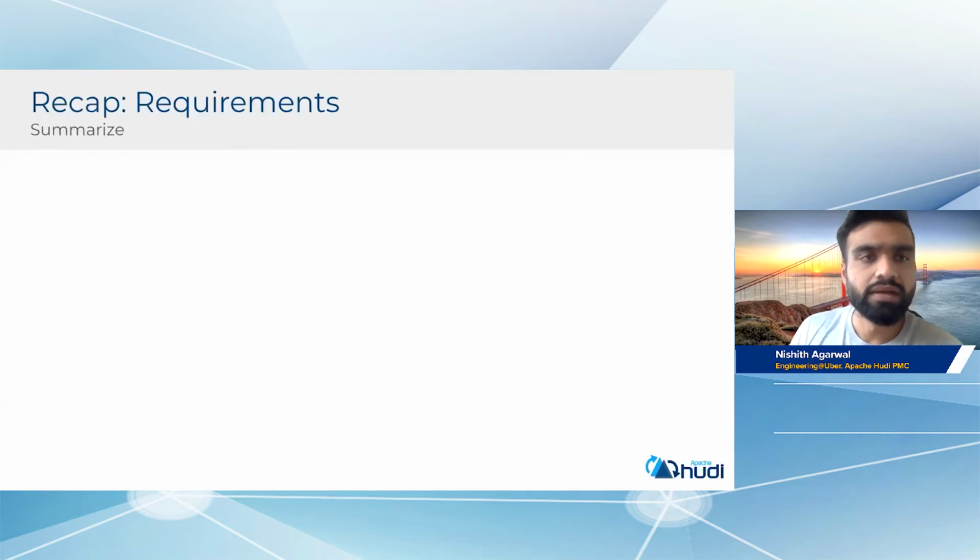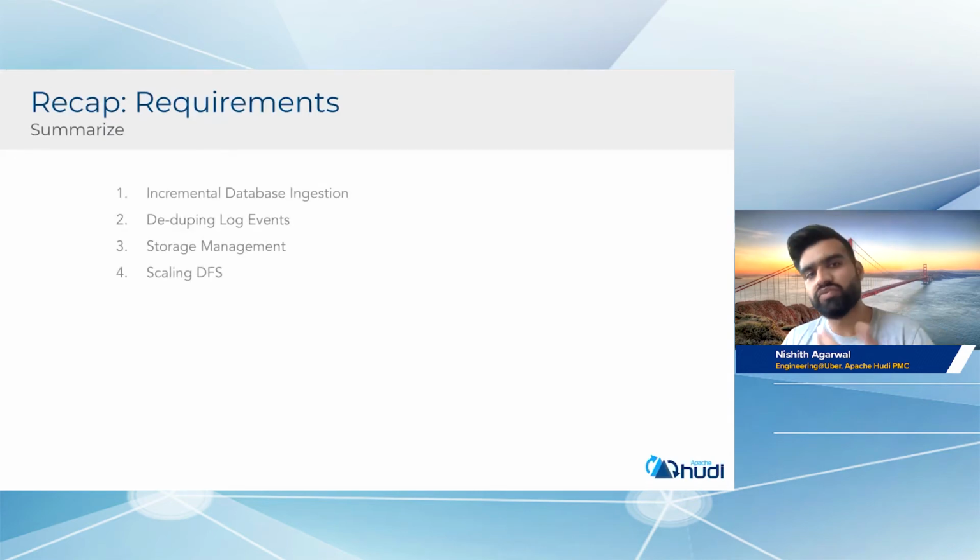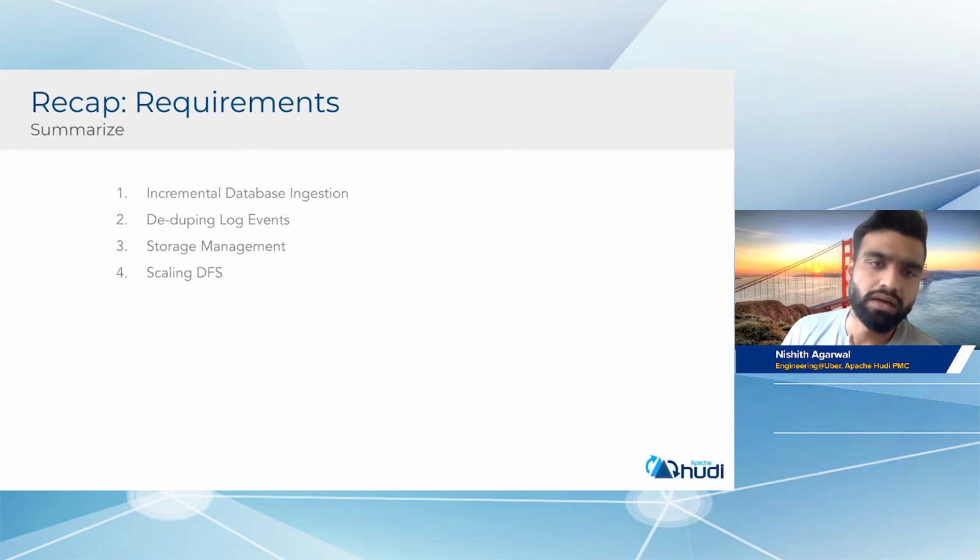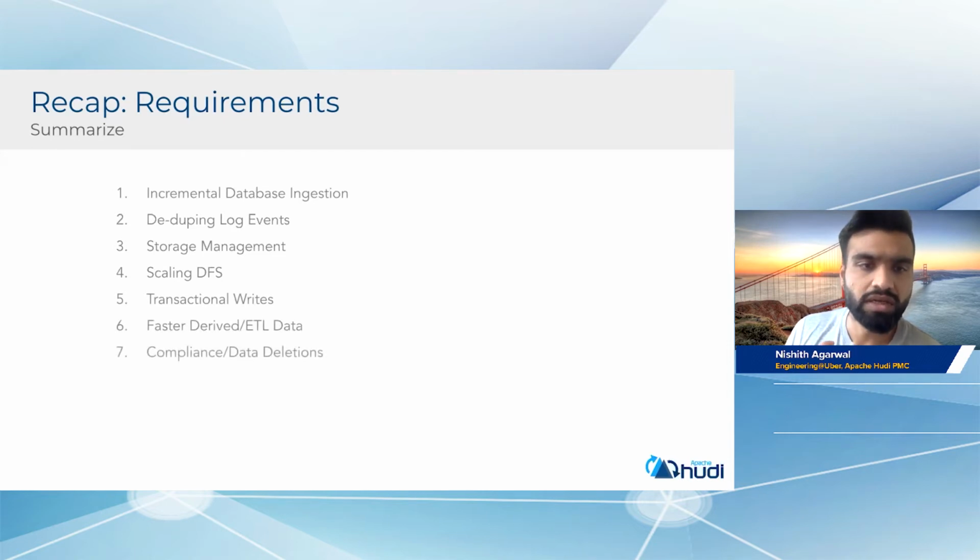To recap, like all of these requirements, we want to be able to incrementally ingest change logs, while at the same time dedupe really high throughput log events. You want to be able to scale and manage your storage on the distributed file system. You want to provide ACID guarantees on the data lake. And you want to be able to do intelligent computations, not just for deriving tables, but also to be able to do data deletions.